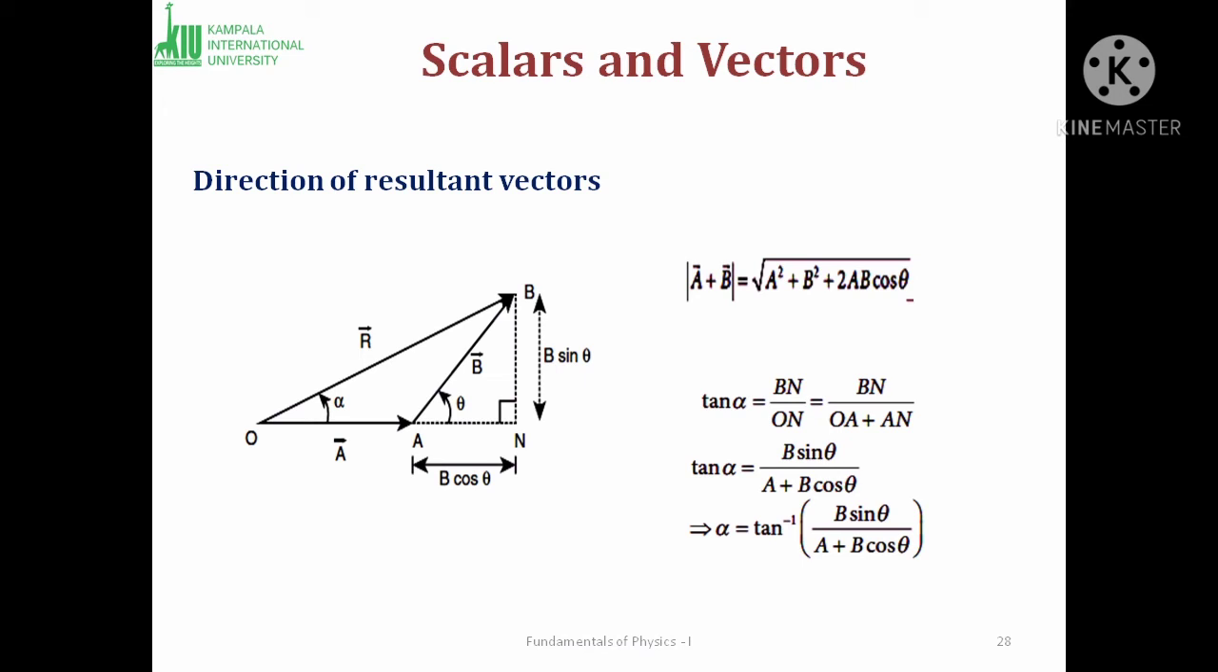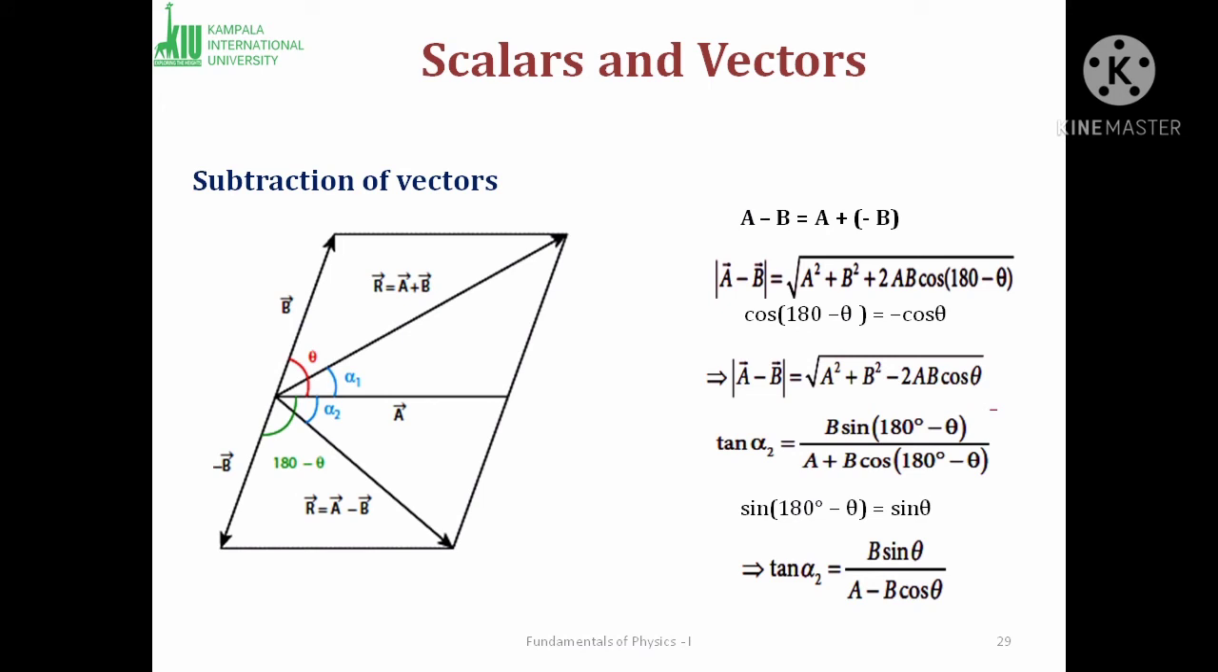ON we can write as OA plus AN. So substitute this value, you will get tan alpha, that is B sin theta divided by A plus B cos theta. From this we can find alpha, that is tan inverse of B sin theta divided by A plus B cos theta, right? This is the direction of the resultant vector.